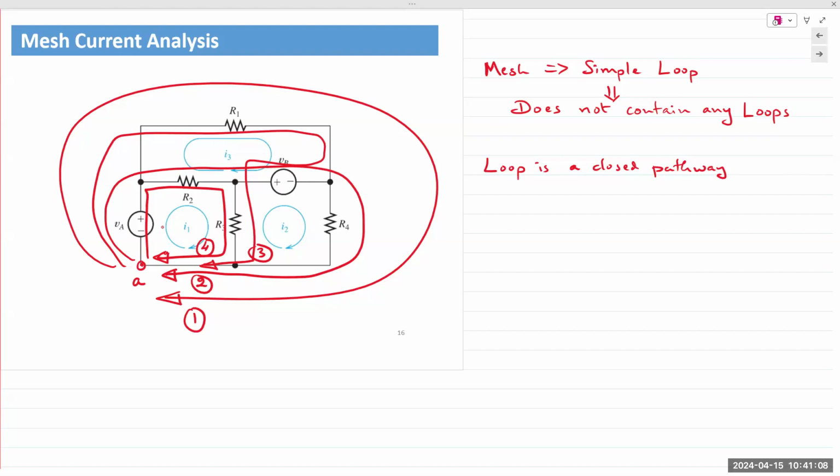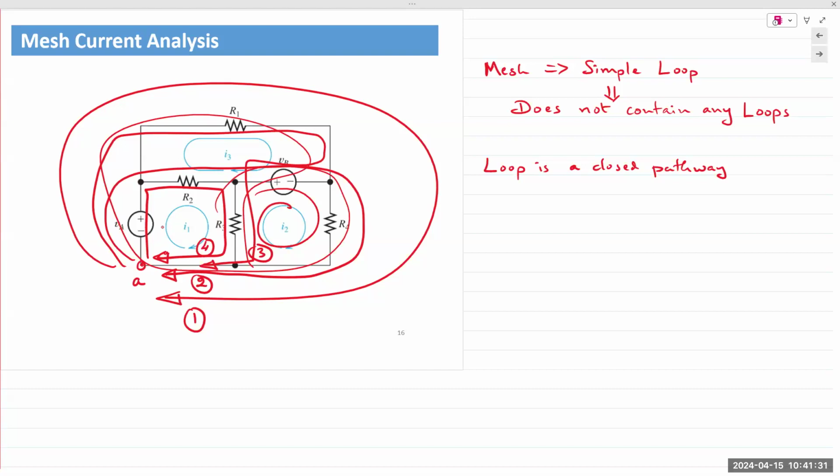It contains 3 other loops inside it, 2, 3, and 4. There's actually more than 3 loops inside 1. There are loops here, and loops all the way going around here, and then it just becomes messy, so I'm not going to go on. But the point is that loop number 1 contains multiple loops inside it, so it is not considered a mesh.